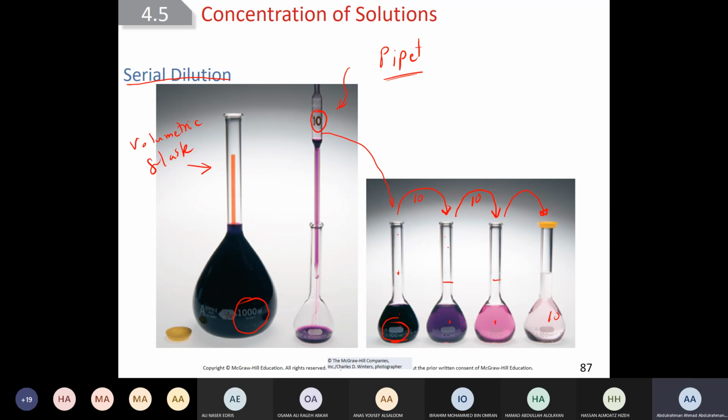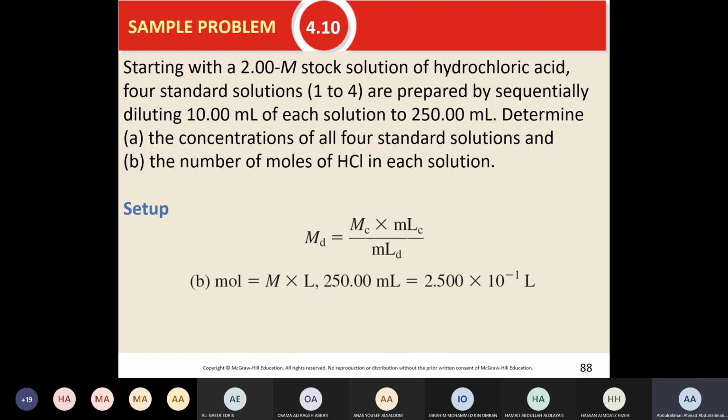Let's do a problem similar to this one. We will do exactly the same, not the same numbers, but we will do what's called serial dilution. Let's do it this way. We have a stock solution, and this one is 2 molar, and we want to prepare 4 solutions. Solution 1, I'll call them solution 1, 2, 3, and 4.